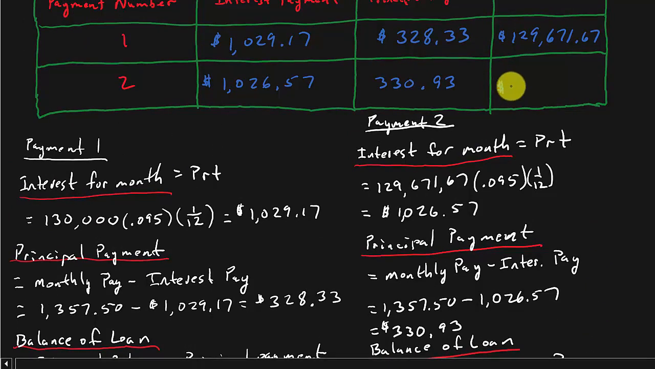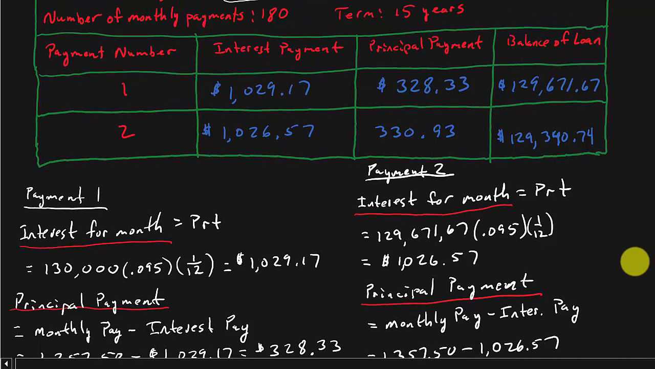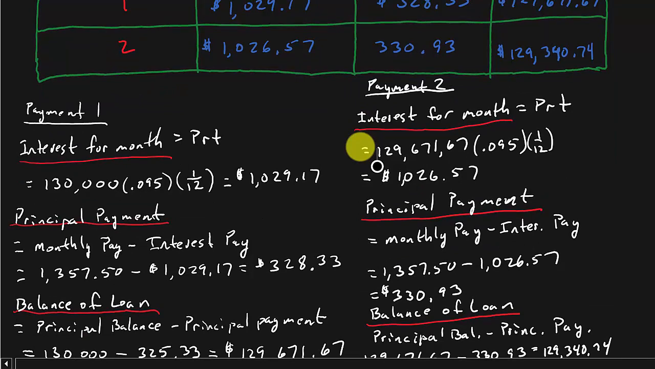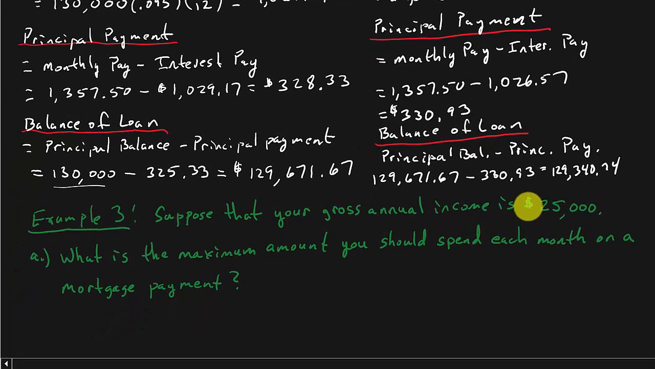Okay, and so that would be this one. That is the 129,340. That's a 4 there, and 74 cents. Okay, and then if you wanted to do a third payment, you would do this same thing. You would just keep going. Just like I did the first payment, and then how I went to the second payment, you would do that. And then you would do the third payment, fourth payment, fifth payment, and so on.